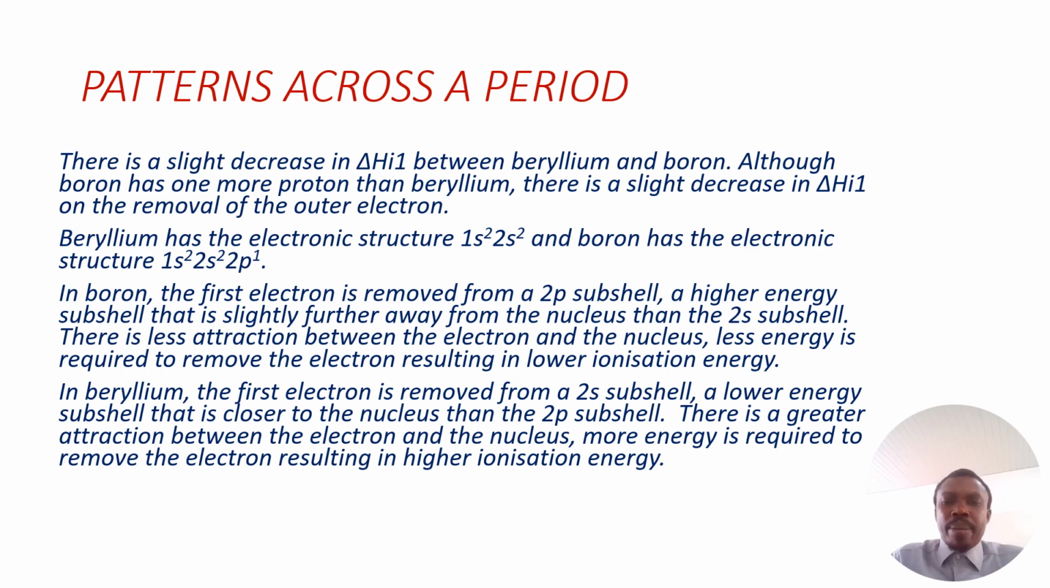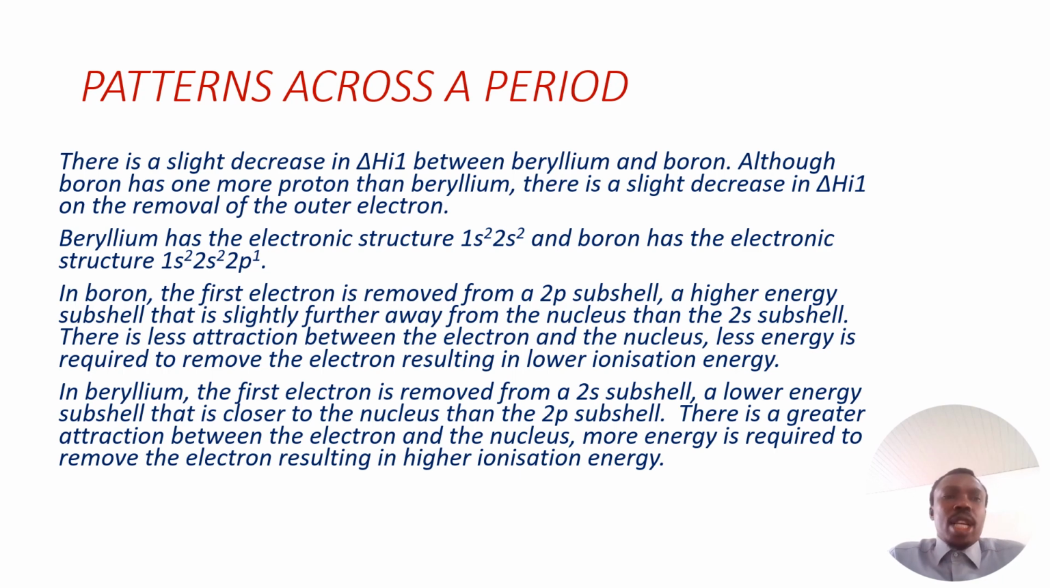Looking at beryllium and boron and nitrogen and oxygen in period 2, there is a drop in the ionization energy. This is an exception to the trend, because the trend is that as you go across the period, the nuclear charge increases, so the ionization energy increases. But between beryllium and boron and nitrogen and oxygen, there is a drop. So we want to see the reason why the ionization energy of beryllium is higher than that of boron, and why the ionization energy of boron is lower than that of beryllium.